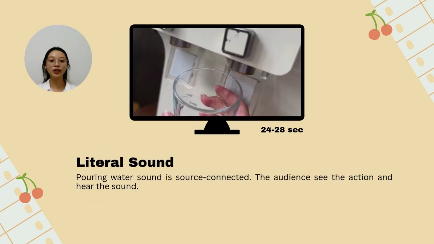In these scenes, only one technique is used, which is literal sound. The girl pours the water into the cup, and this situation provides a sound effect of water pouring, which is source connected. It means that the audience sees the action and hears the sound, which are connected together.